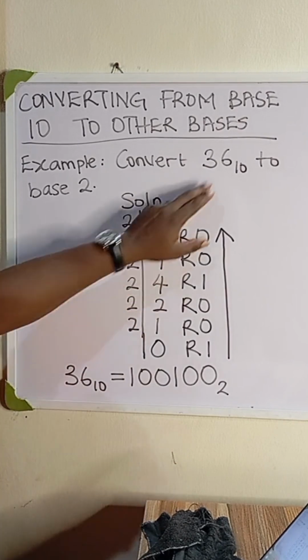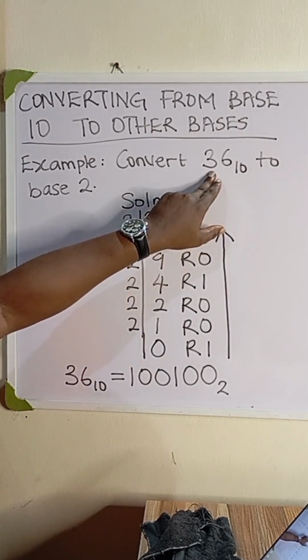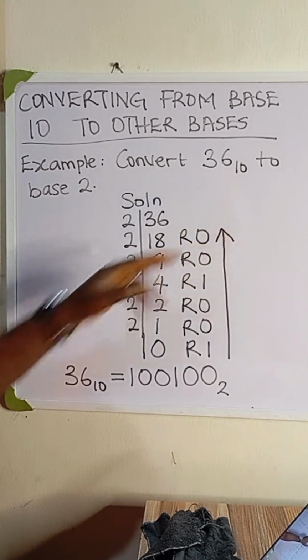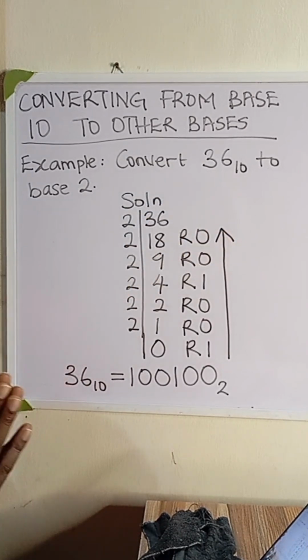Next, we are going to see how to convert this same number, 36 base 10, to base 3, and let's see what the numbers will be.